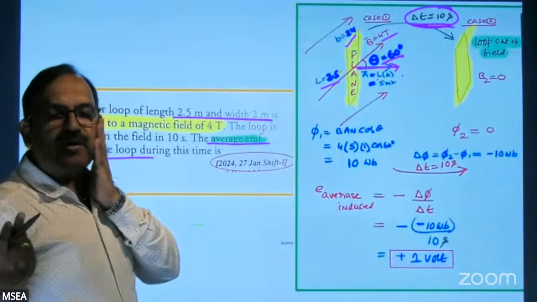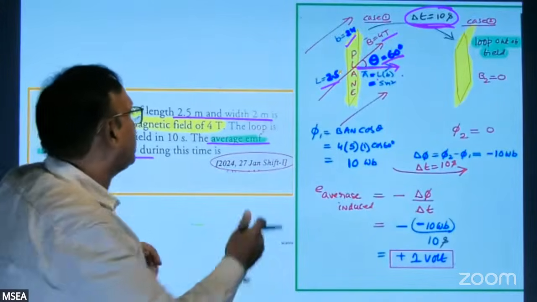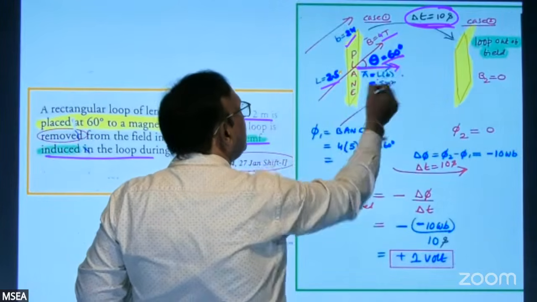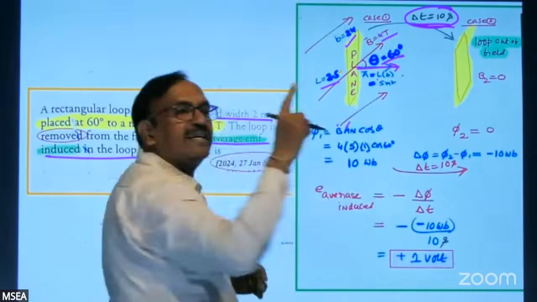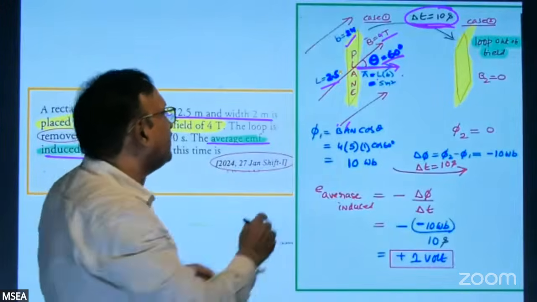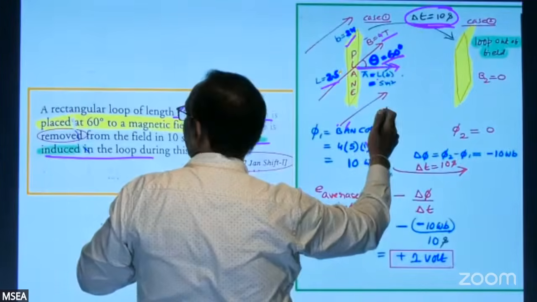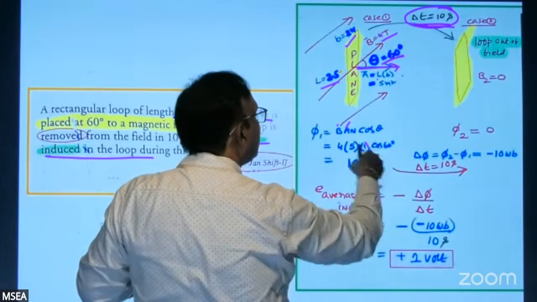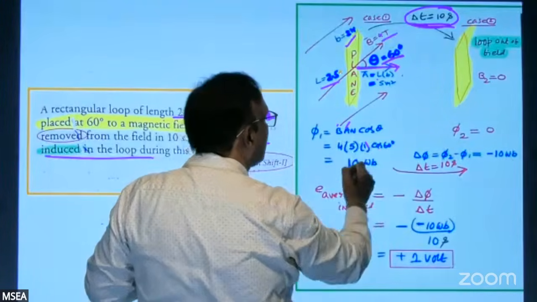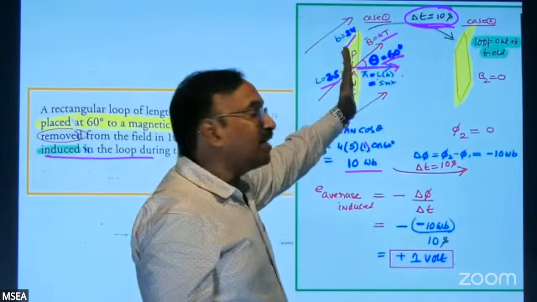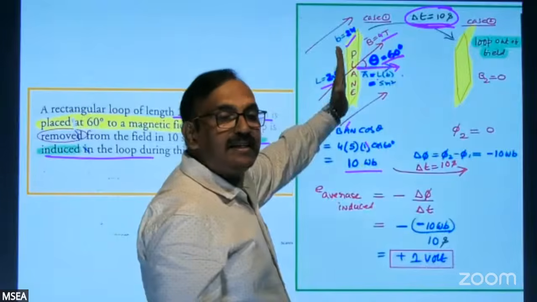Flux is BA cos theta. Yes, that is exactly the point. So flux is BA cos theta. You know everything. B, you know, area, you know. Nothing is said, so the number of turns is 1. And theta is given as 60 degrees. So everything is given there. Cos 60 is half. You get 10 Weber. This is the flux when the plate is in the magnetic field.